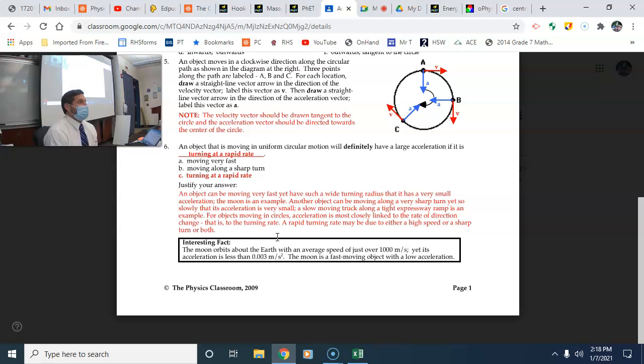However, the acceleration isn't very big for the moon due to that changing direction, due to that circular motion. The reason why is that the radius around the Earth is huge for the moon. So even though it's going really fast, its acceleration isn't big because the R is so huge. It's like a big plane taking a very large turn, like we explained before.